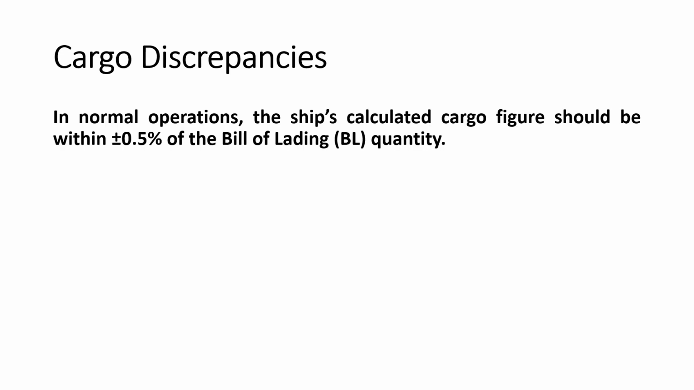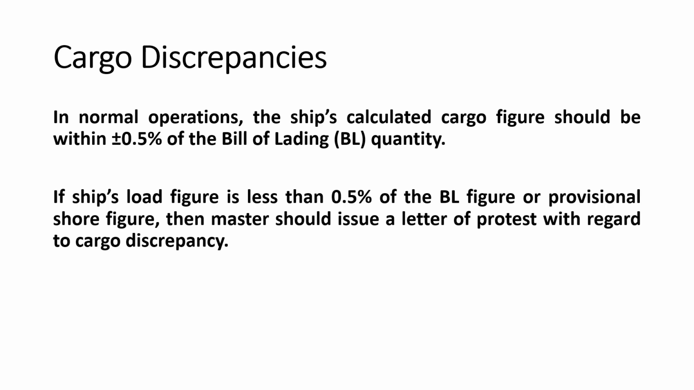And there is a normal standard way of handling this discrepancy, right? In normal tanker operation, the ship's calculated figure should be within plus or minus 0.5% of the BL quantity, right? If the ship's load figure is less than 0.5% of the BL figure or provisional shore figure, then as a chief officer or master, you need to issue a letter of protest with regard to the cargo discrepancy.